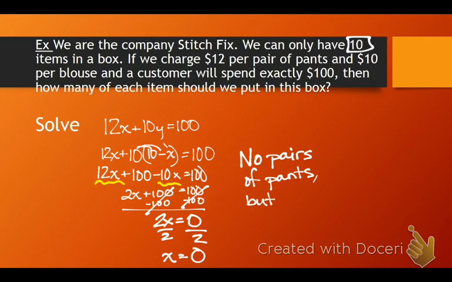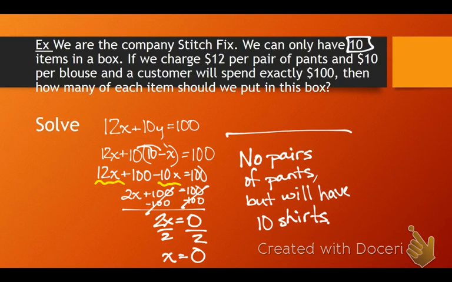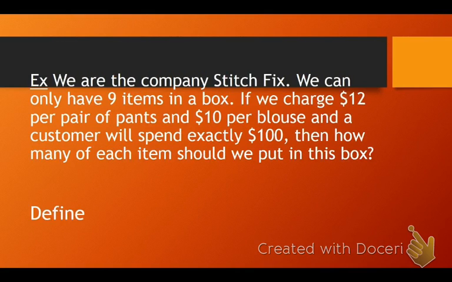But we'll have 10 shirts. Or 10 blouses. Still have the company of Stitch Fix. However, we've got 9 items in a box. $12 per pair of pants, $10 per blouse. Customer still says, I want to spend exactly $100. Now, how much can go into this box?